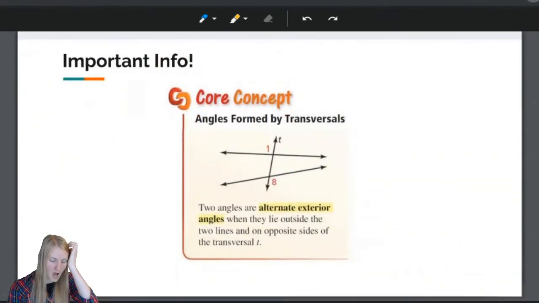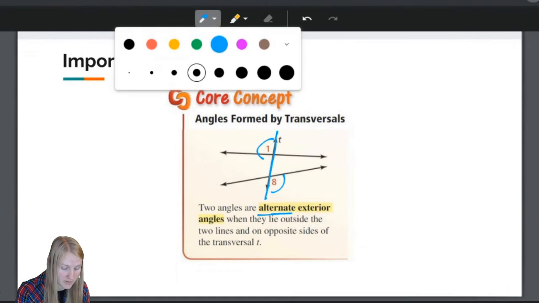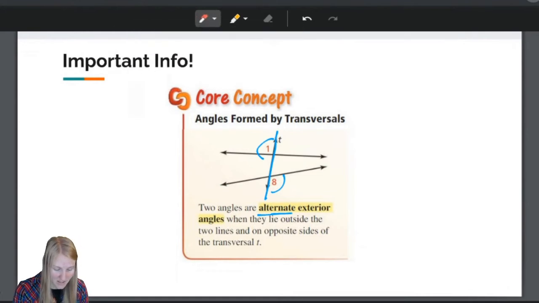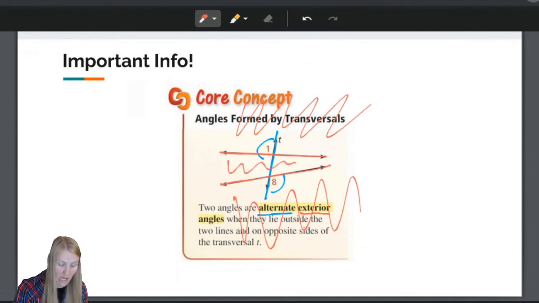Alternate exterior angles. Okay. Alternate because, check it out, they're on opposite sides of the transversal again. One is on the right and one is on the left. So we're on alternate or opposite sides of the transversal. And exterior because, look at this, they're on the outside of the two lines. They're on the exterior. They're not in between the two lines.